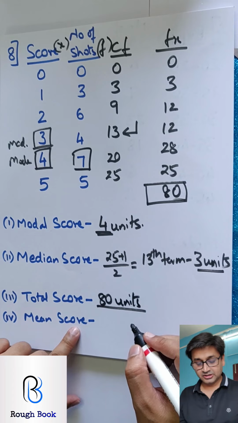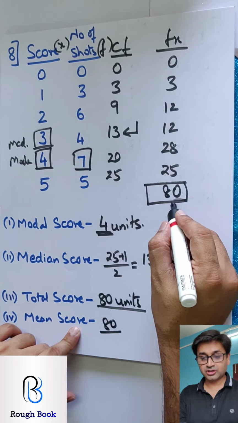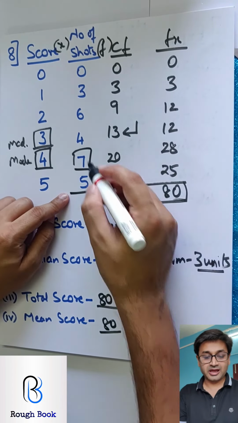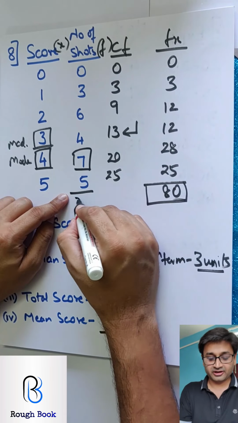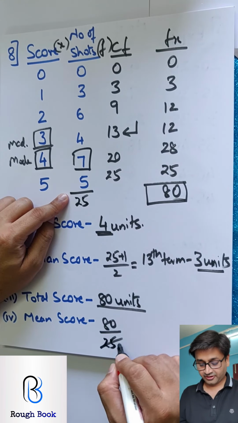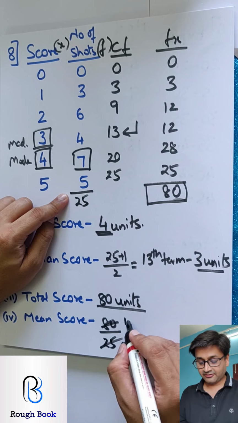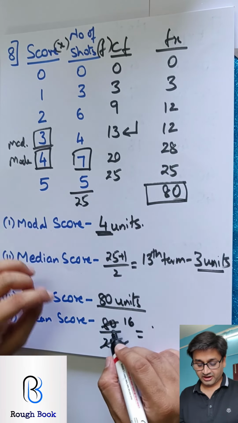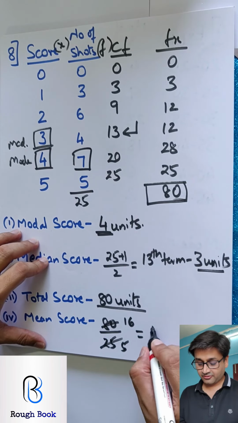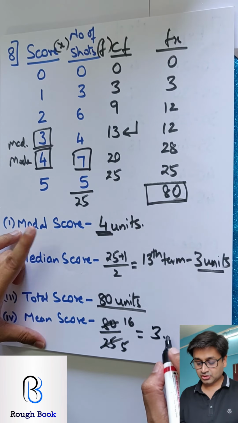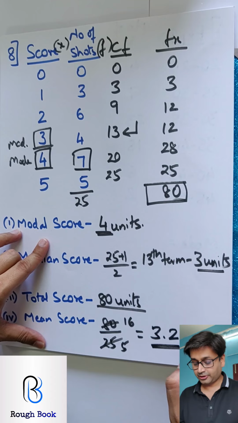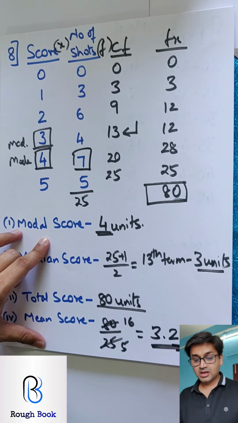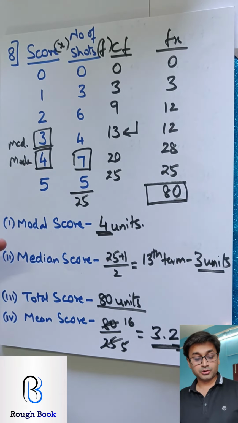And finally the mean score. For mean, summation Fx upon summation F. So let's add 10, 20, 25 upon 25. 5 1s are 5, 5 3s are 15, 16, correct. 110, that will be 2, so 3.2 units.